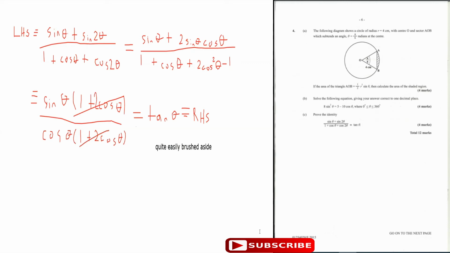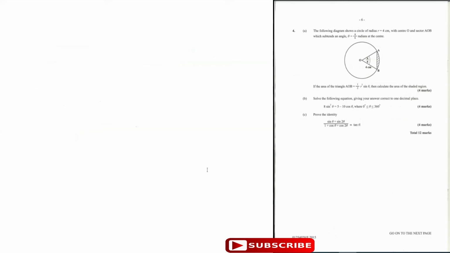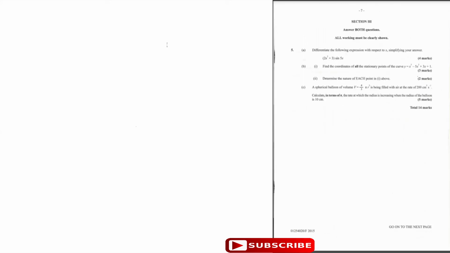On to question number 5. Question 5 says differentiate the following with respect to x. To differentiate this, I'm going to call it y. So let y be equal to 2x squared plus 3 multiplied by sine 5x. And we need to differentiate this.